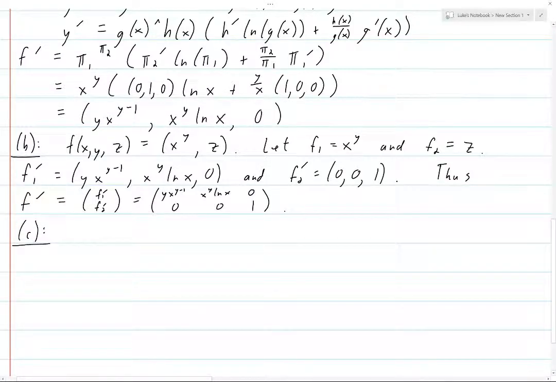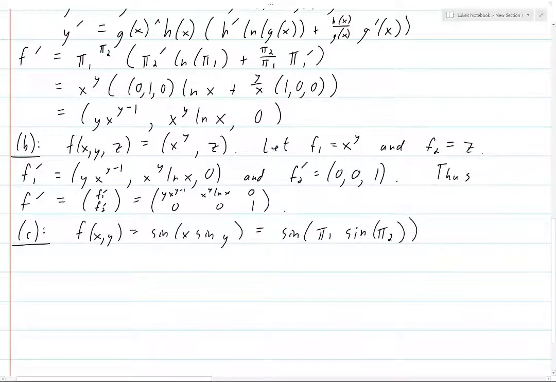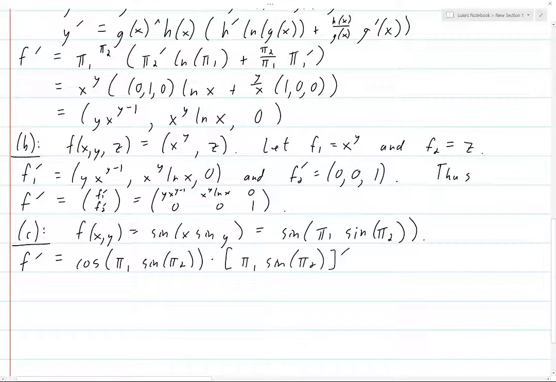Okay. Moving along. f of xy is sine x sine y. So this is sine of pi 1 of xy times sine of pi 2 of xy. So f prime is going to be, we start from the outside and work our way in. So we have sine of this stuff on the inside. First we take the derivative of sine to get cosine and leave the stuff on the inside, sine pi 2. And then we multiply by the derivative of what we had on the inside, sine of pi 2 prime.